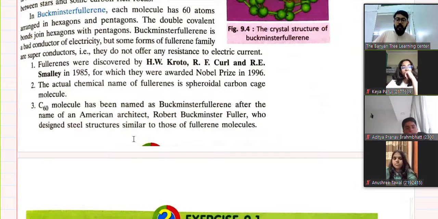The actual chemical name of fullerene is spheroidal carbon cage molecule. C60 molecule has been named as Buckminster Fullerene after the name of an American architect, Robert Buckminster Fuller, who designed steel structures similar to those of fullerene molecules जो मैंने अभी तुम्हें दिखाया.